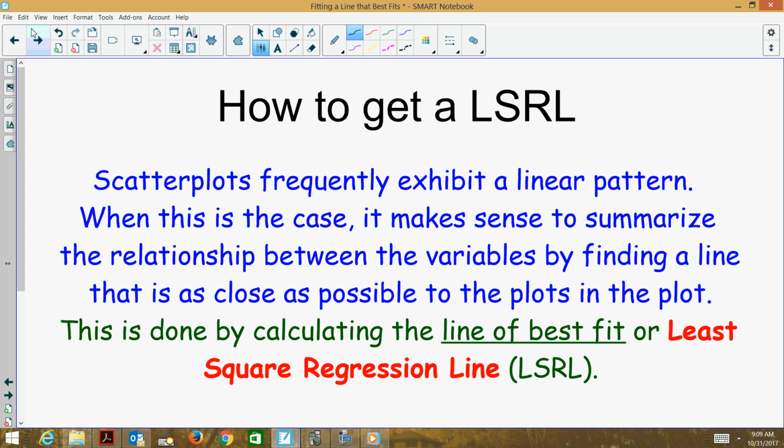So how do we get a LSRL? Scatter plots frequently exhibit a linear pattern. When this is the case, it makes sense to summarize the relationship between the variables by finding a line that is as close as possible to the points in the plot. This is done by calculating the line of best fit, or the least squares regression line.